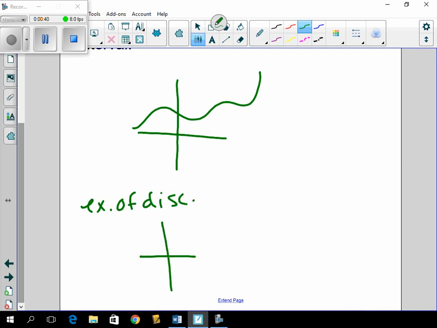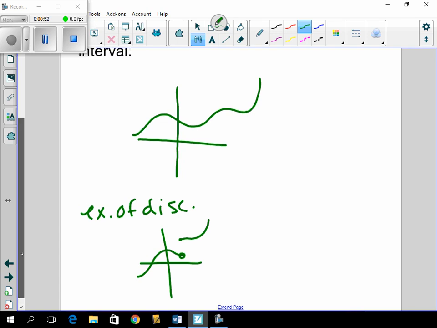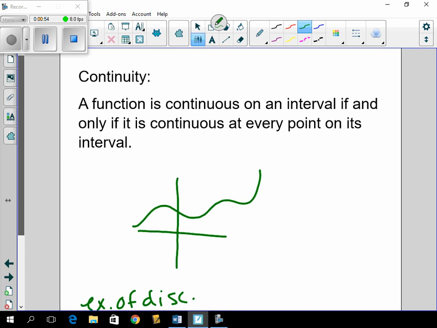An example of a discontinuous function would be if I drew it and then I had a hole and then I started up again. I can't draw that in one motion. I have to stop and then start again, so this one is not continuous. But if I can draw it with my pencil without picking up, it's continuous.